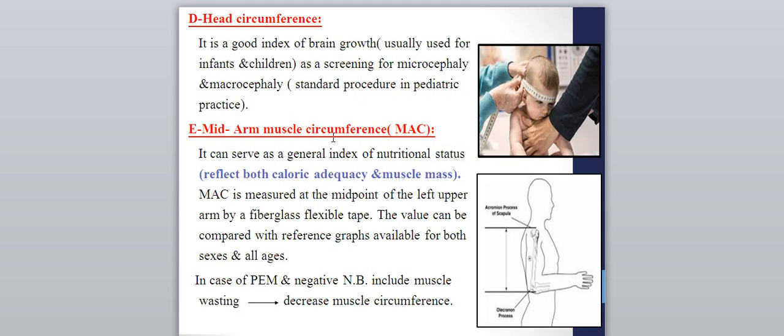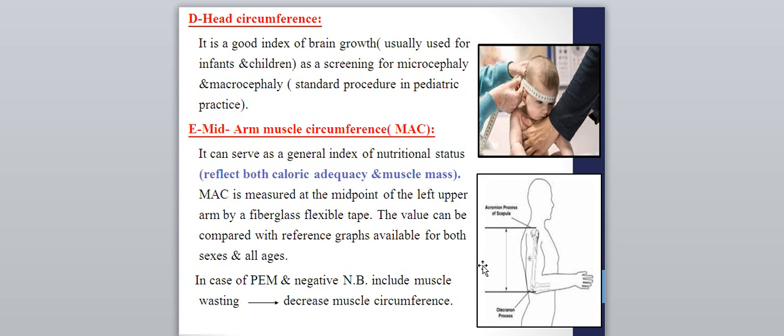Mid-arm circumference is also important, and as we said, it is a general index of nutritional status. It reflects both caloric adequacy and the muscle mass. The mid-arm circumference is measured at the midpoint of the left upper arm by a fiberglass flexible tape. We take the mid-arm between the shoulder and the elbow, and we check the mid-arm circumference.